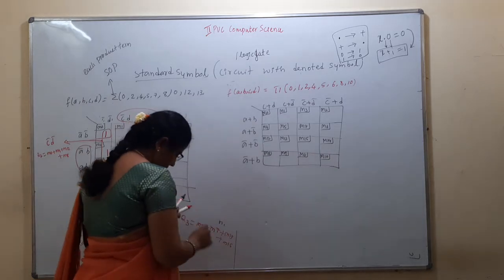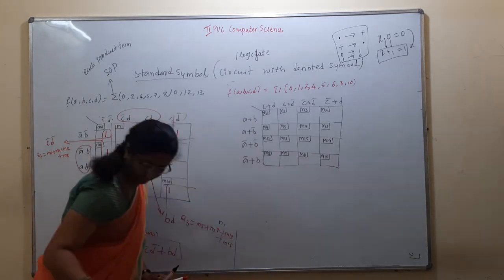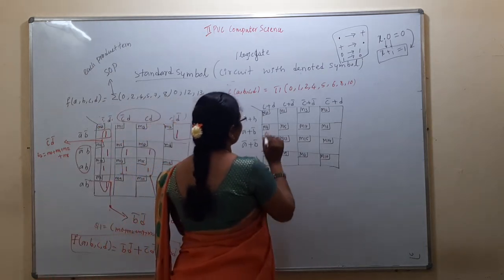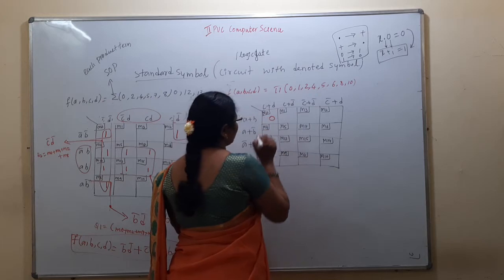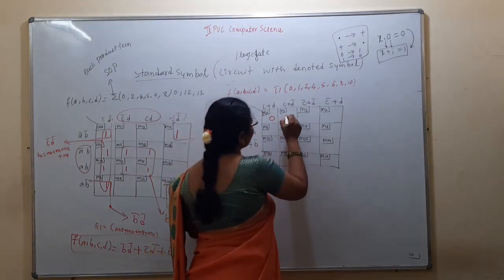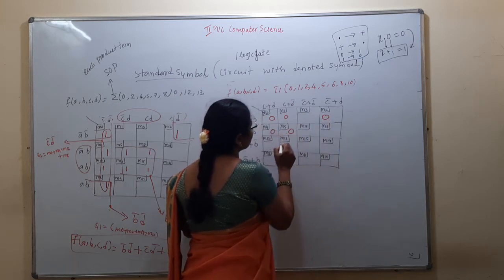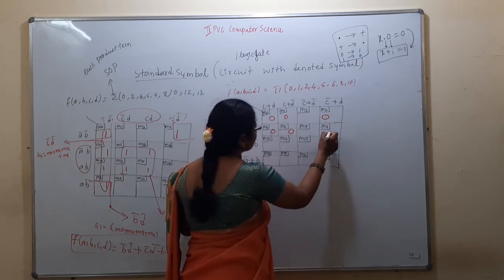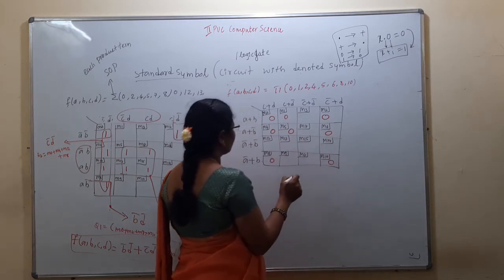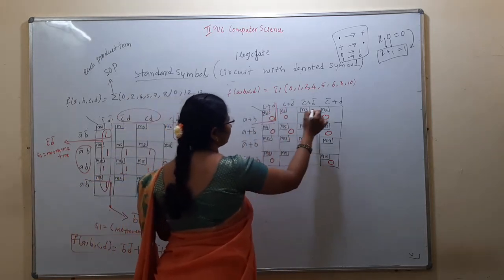What are the values here? Zero is present. 0, not 1 here. Many students wrote 1. 0 is present, 1 is present, 2 is present, 4 is present, 5 is present, 6 is present, 8 is present, 10 is present. So it is almost similar to this. Everybody did this one.